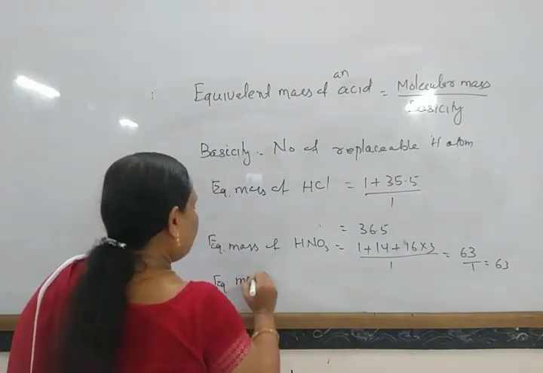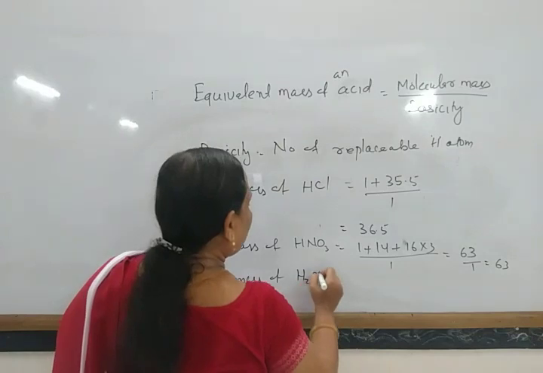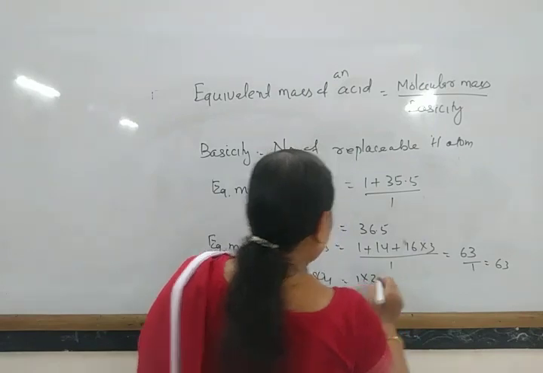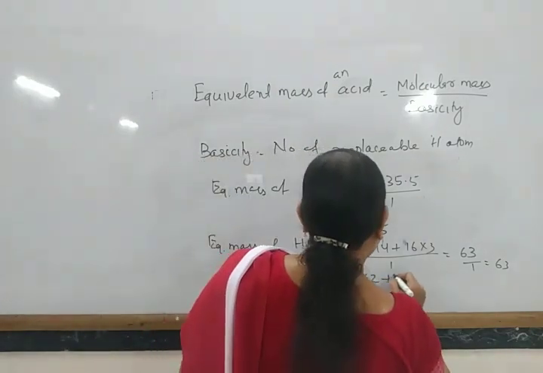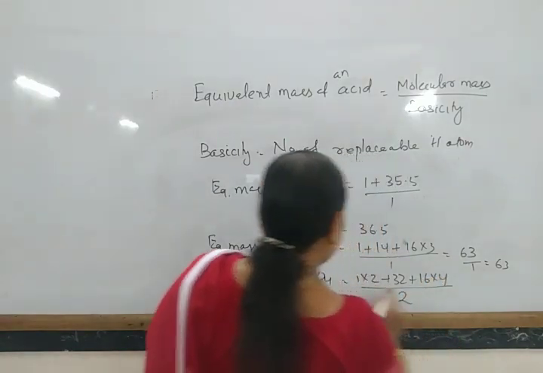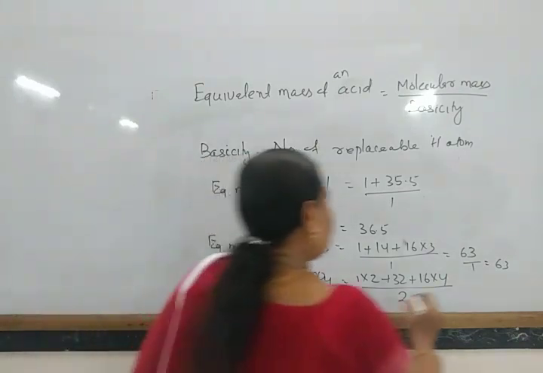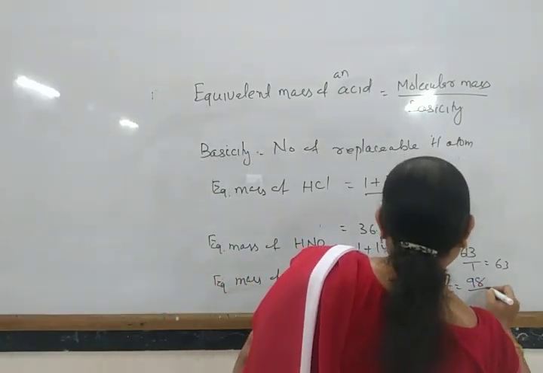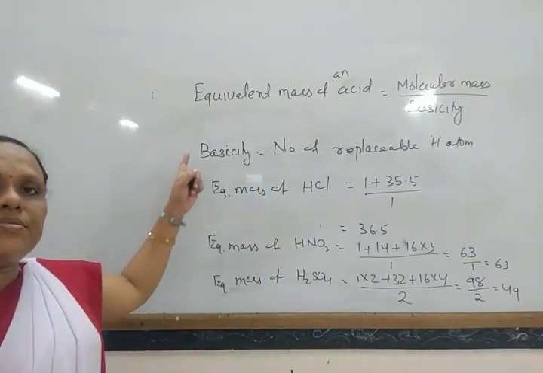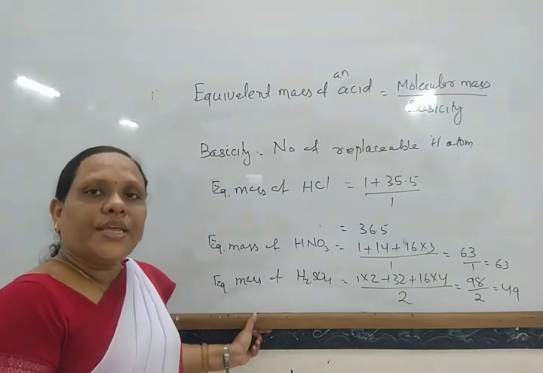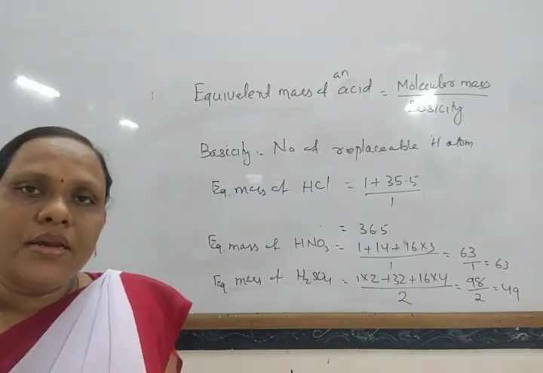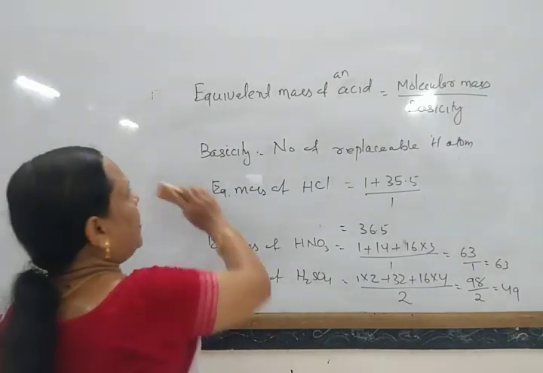Similarly, equivalent mass of sulfuric acid, that is 1 into 2 plus 32 plus 16 into 4, by 2, because there are 2 replaceable hydrogen. So in this way, that is 98 by 2, that is 49. So in this way, you can determine the equivalent mass of acids. Next, how to determine the equivalent mass of a base.